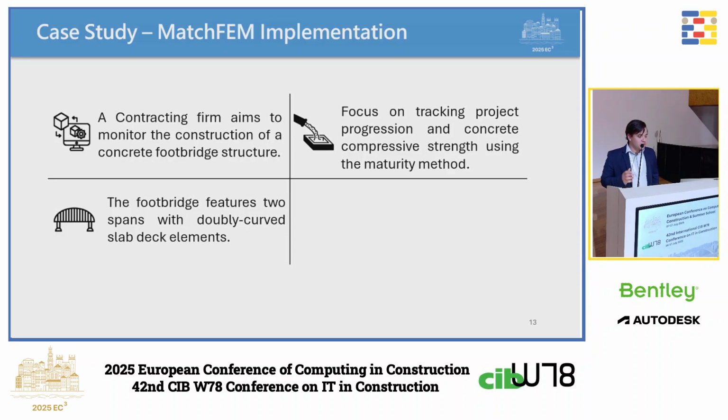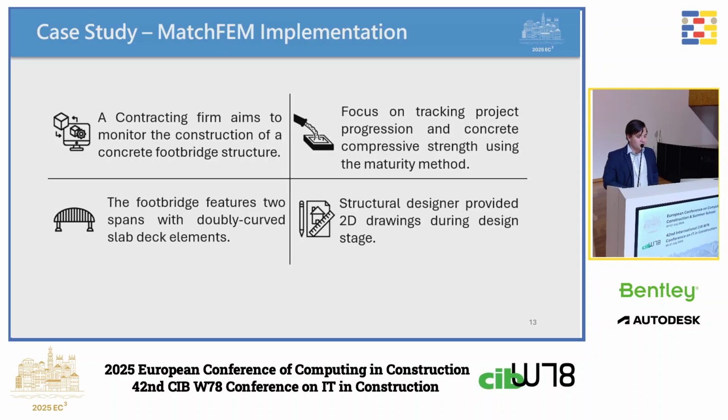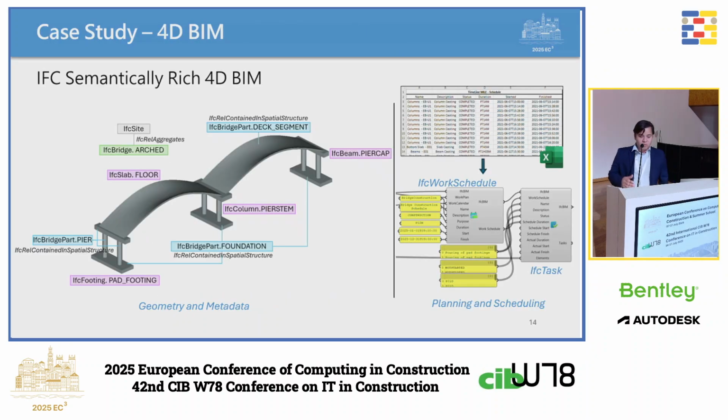The footbridge features two spans with doubly curved slab deck elements, and the structural designer provided 2D drawings during the design stage. Let's help them through a digital twin. So, with the 2D drawings and the capabilities of Grasshopper, we can generate the geometry, and with MatchFEM, we can create an IFC semantically rich 4D BIM.